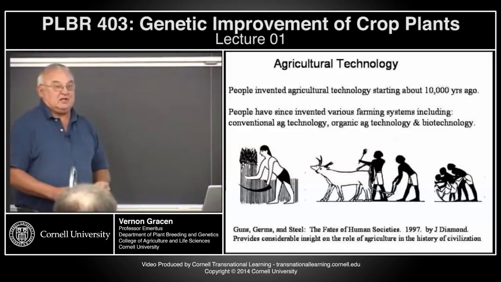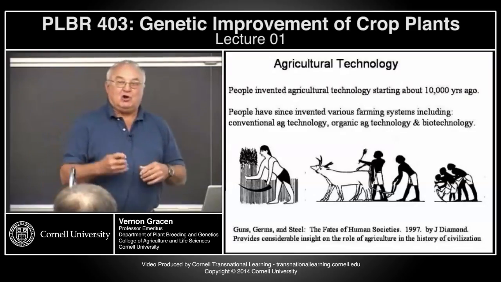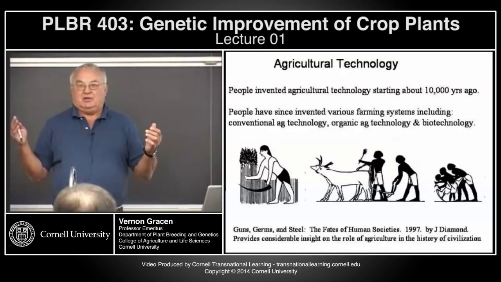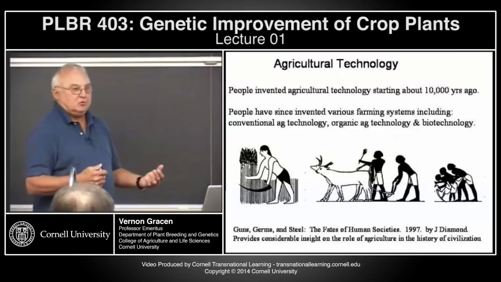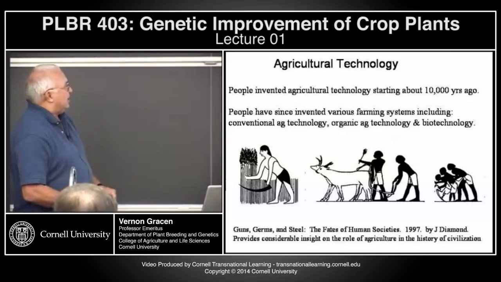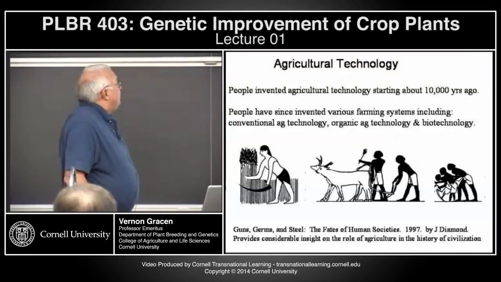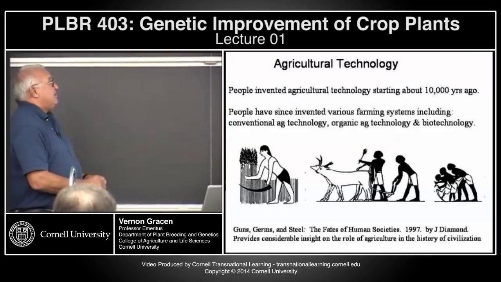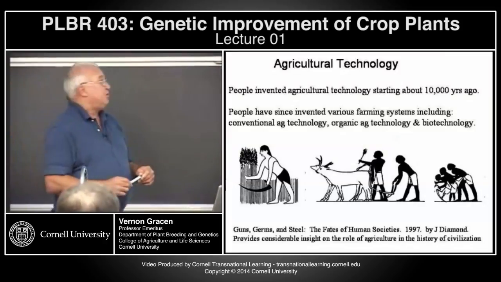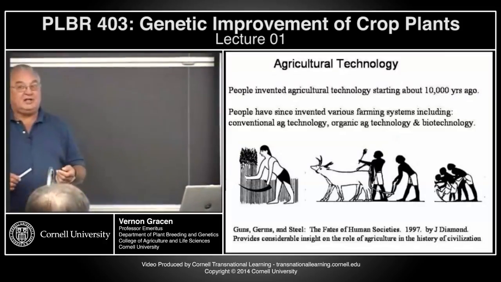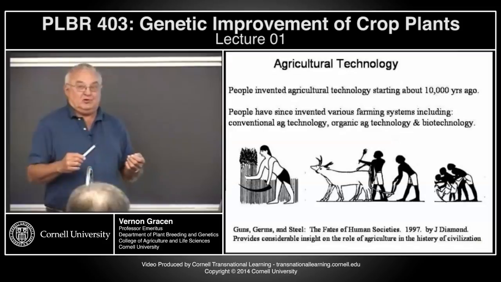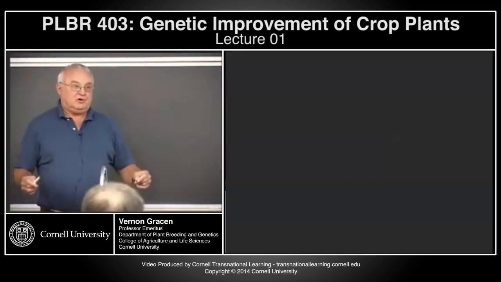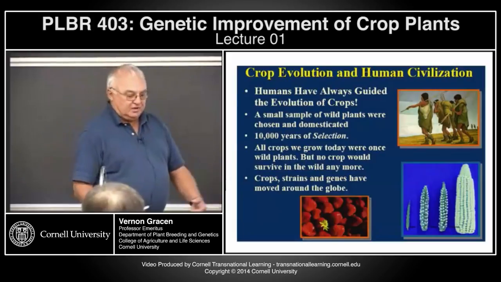People invented agricultural technology. Before mankind, there was no agriculture. Natural selection worked on all species on the planet, but natural selection did not select certain plant types to be more or less appealing to humans. People did the selection. That started about 10,000 years ago. Since then, people have invented various farming systems: conventional agriculture technology, organic agriculture technology, and biotechnology. None of these were natural systems. All of these are man-made, man-invented systems.